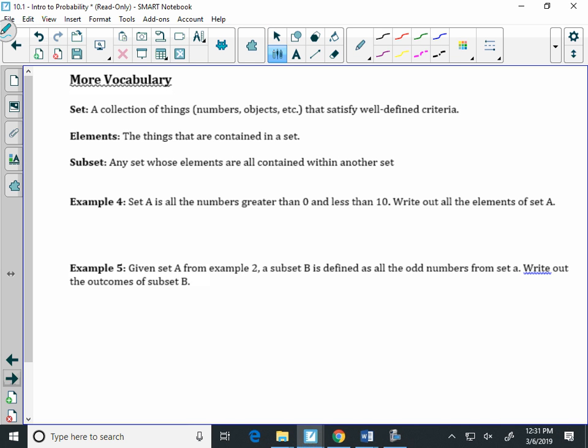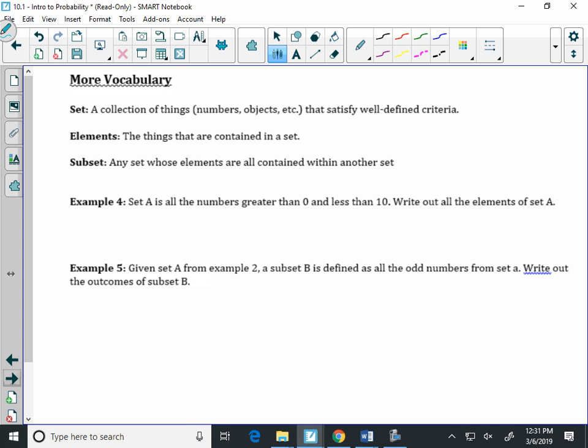Elements are the things that are in the set. So the things in the set would be the people who have their head down, and they shall remain nameless right now. I won't call them out, but you know who you are. But their names would go into our set. Okay, those are the elements.